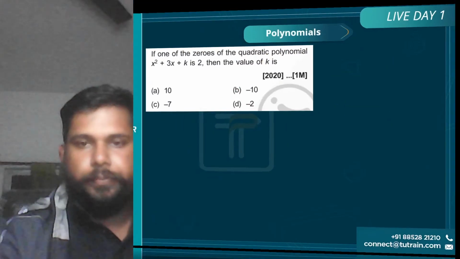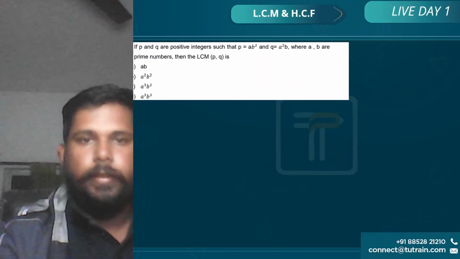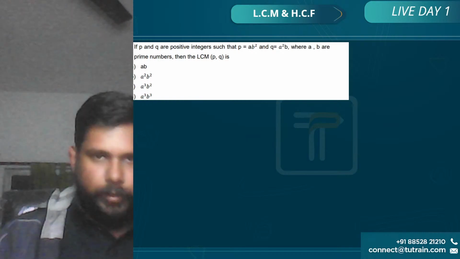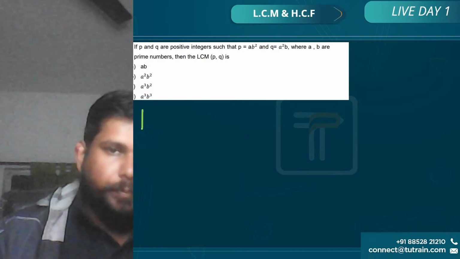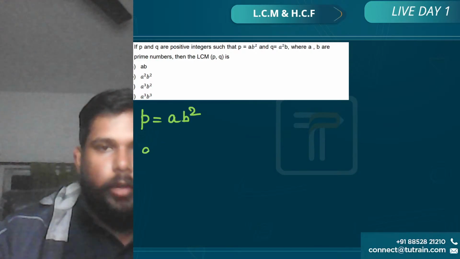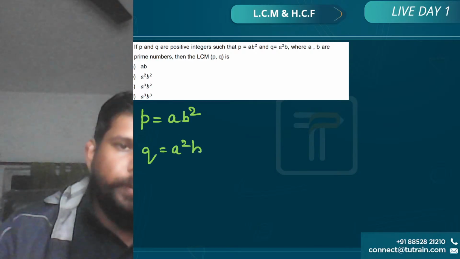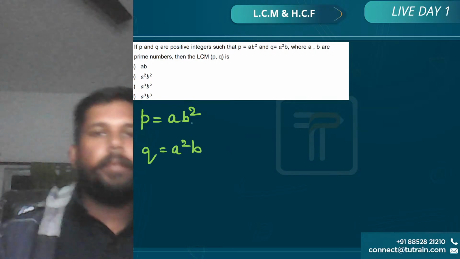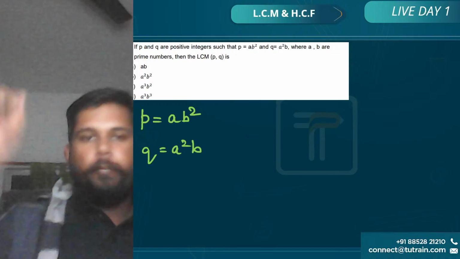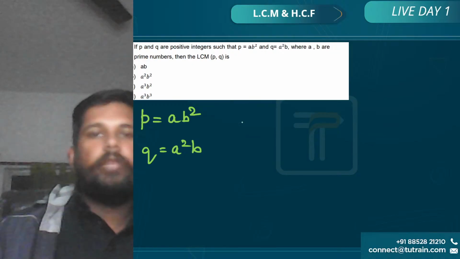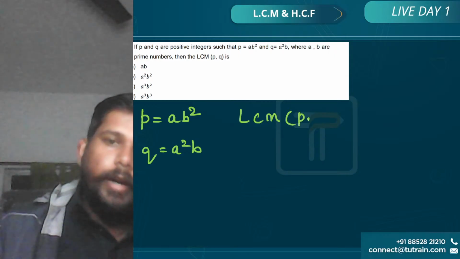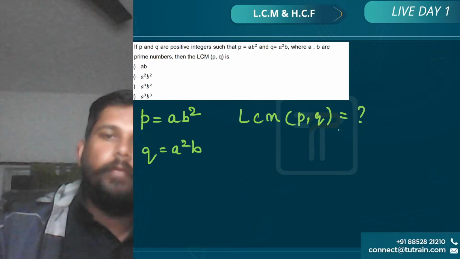Alright. So next question is this. If p and q are positive integers such that p is equal to ab square and q is equal to a square b, where a and b are prime numbers, meaning you can see the prime factorization of p and q, then you need to find the LCM of p and q. And here you have the options.